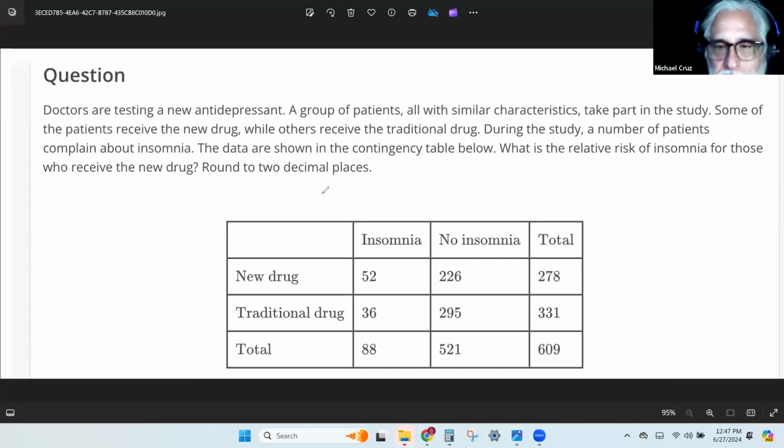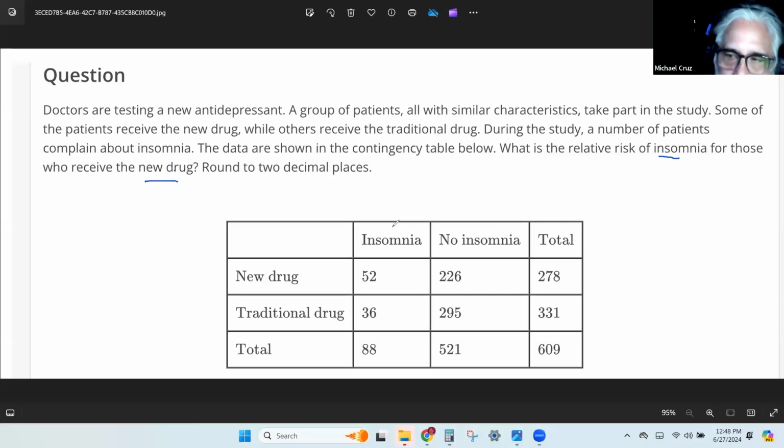So doctors are testing a new antidepressant. A group of patients all with similar characteristics take part in the study. Some of the patients received the new drug, while others receive a traditional drug. During the study, a number of patients complained about insomnia. The data are shown in the contingency table below. What is the relative risk of insomnia for those who receive the new drug?